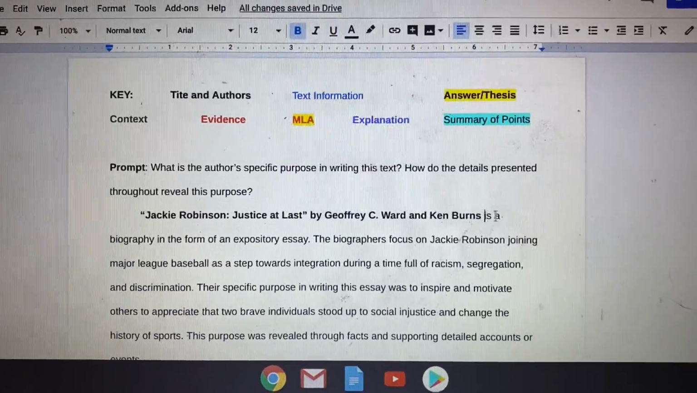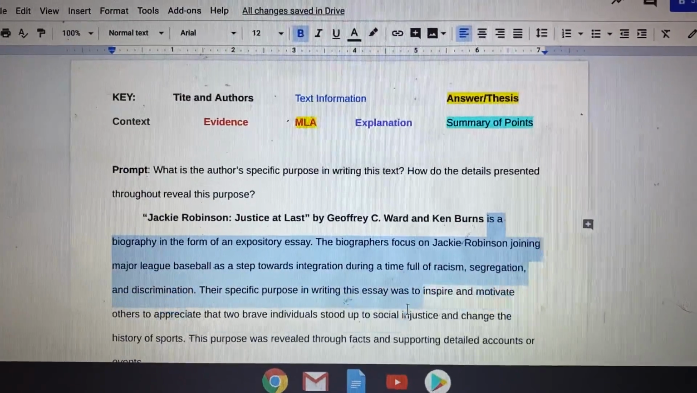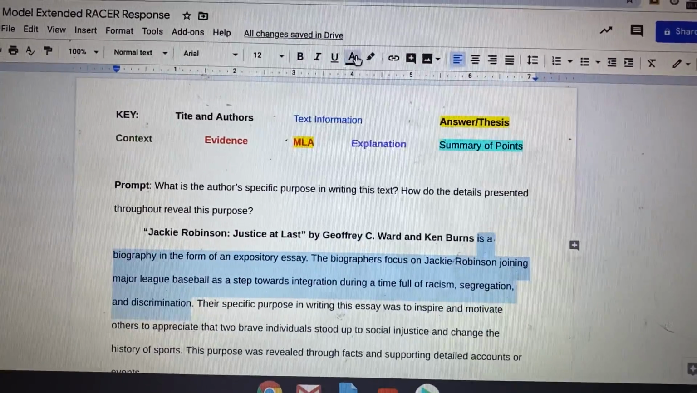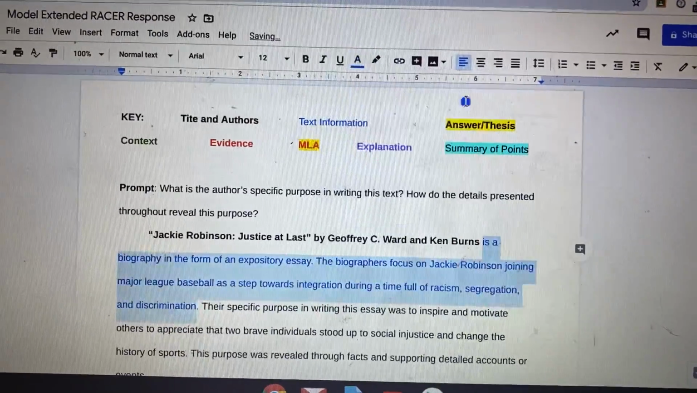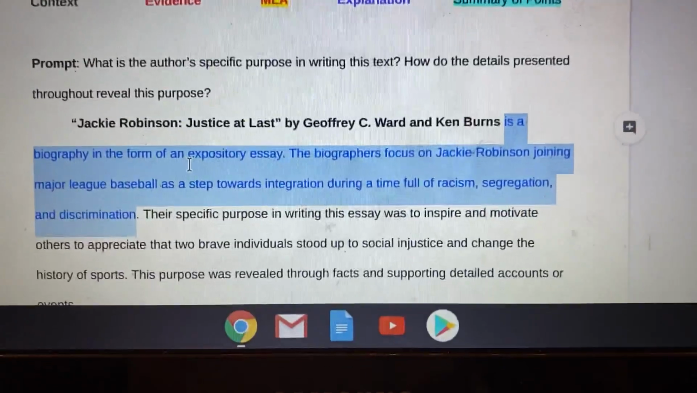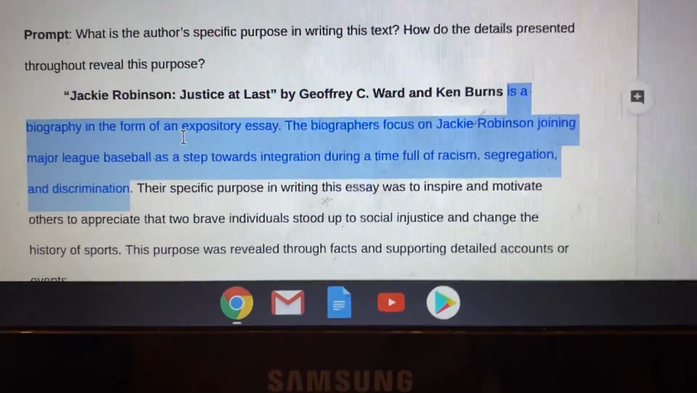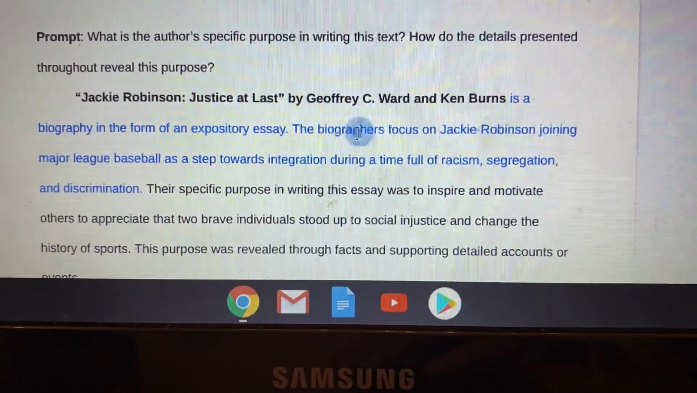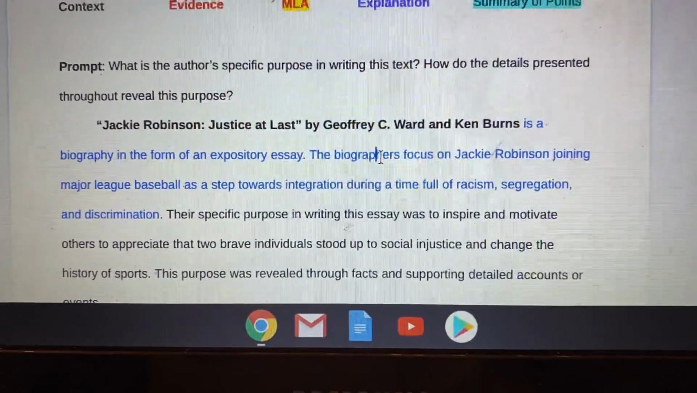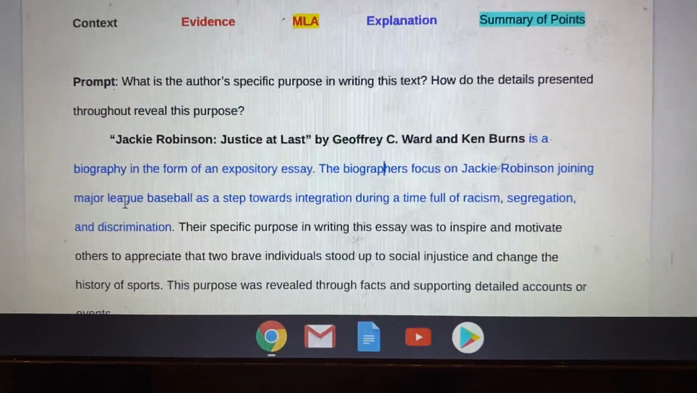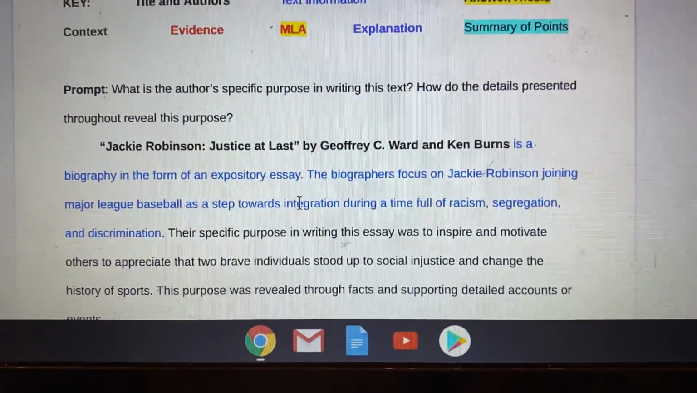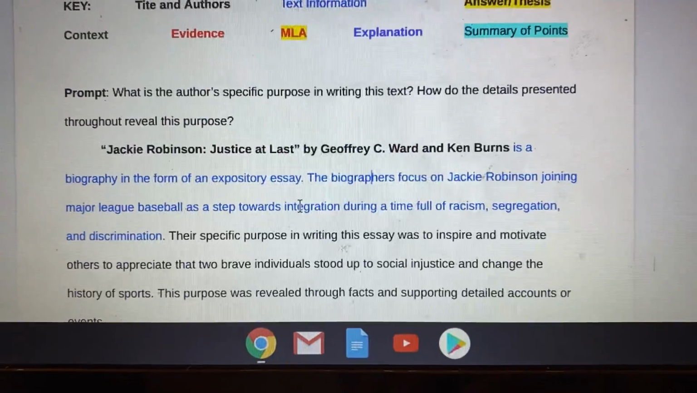The next thing I included is my text information. And this is just enough to get the gist before actually answering the question. So what I chose to do is I chose to let you know what type of nonfiction was presented. It was a biography, but it took the form of an expository essay, meaning one of the general purposes was to inform or explain, okay? And then I said what the biographers, those are the authors, what they actually focused on, because it wasn't just about Jackie Robinson's life as a whole, but actually about him joining Major League Baseball and why it was a step towards integration. It was about more than him just being an amazing baseball player.